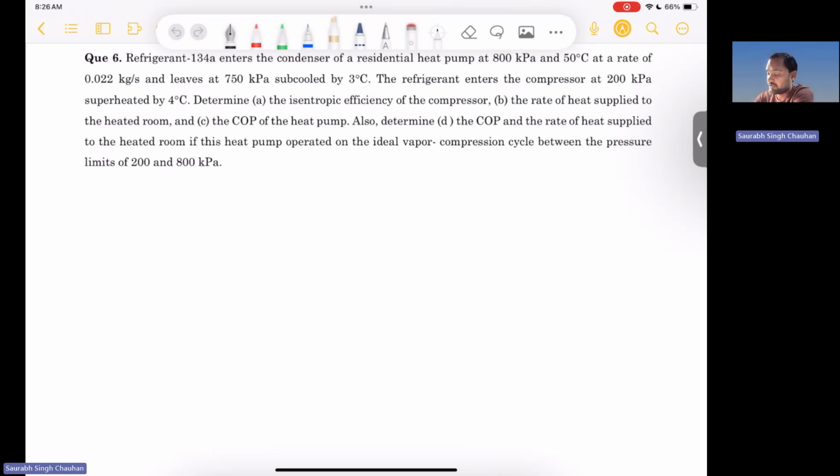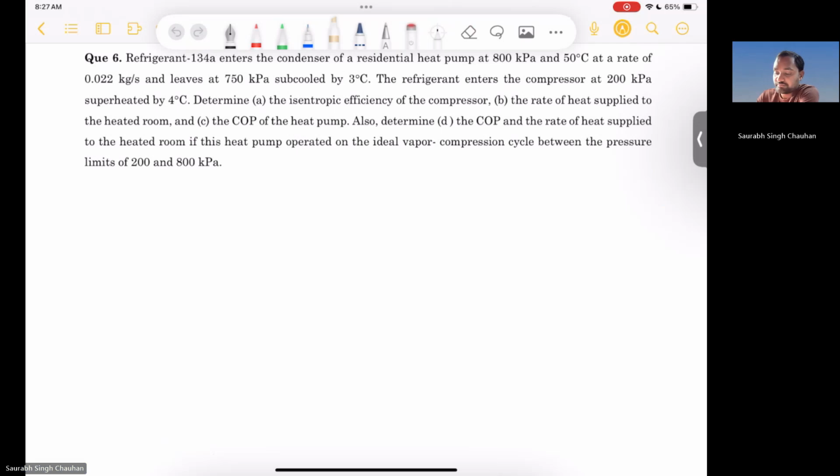We have to find the isentropic efficiency of the compressor, the rate of heat supplied to the heated room, and the coefficient of performance of the heat pump. We also need to find the coefficient of performance and the rate of heat supplied to the heated room if this pump operated on ideal vapor compression cycle between the pressure limits of 200 and 800 kilopascal. Okay, again, this lengthy question.